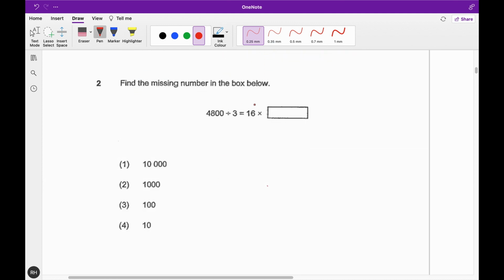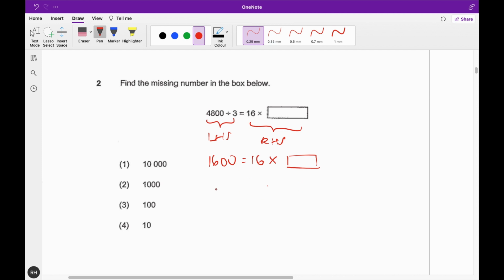Find the missing number in the box below. So we have an equal sign here. The left hand side must be equals to the right hand side. Let's solve 4,800 divided by 3. This would be equals to 1,600 equals to 16 times something.